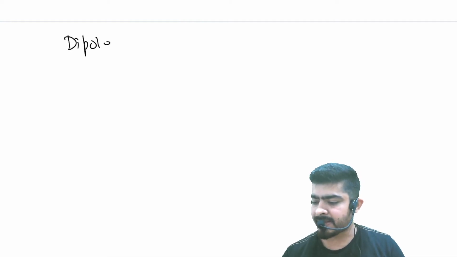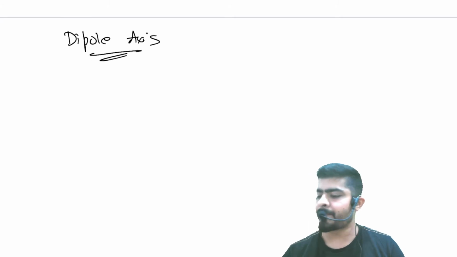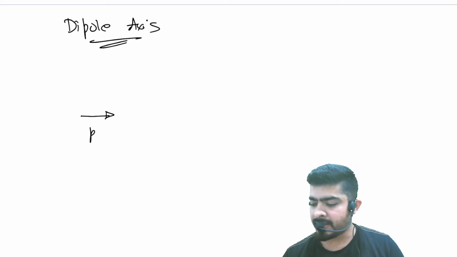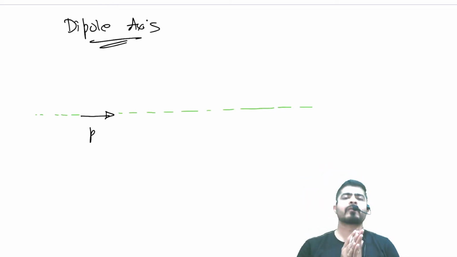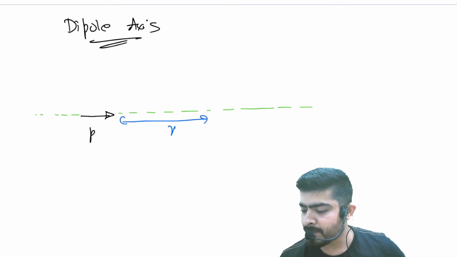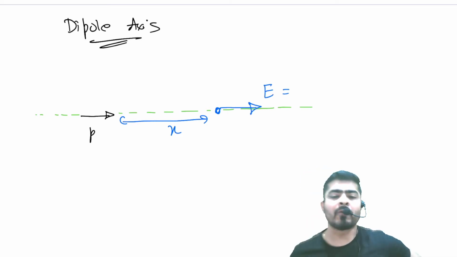Dipole axis. Okay, so if this is your dipole, alright, dipole moment is P, and this is the axis of dipole. Alright, so at a distance x, the electric field is given by what?